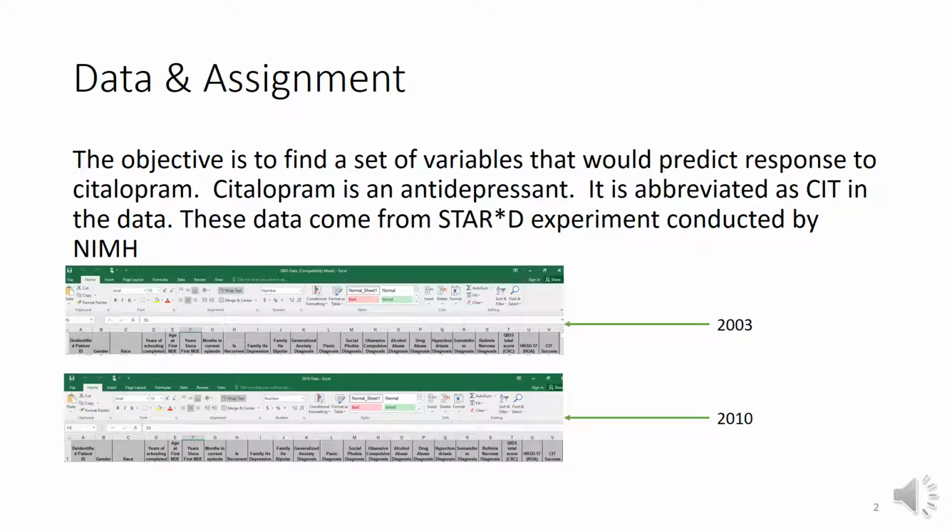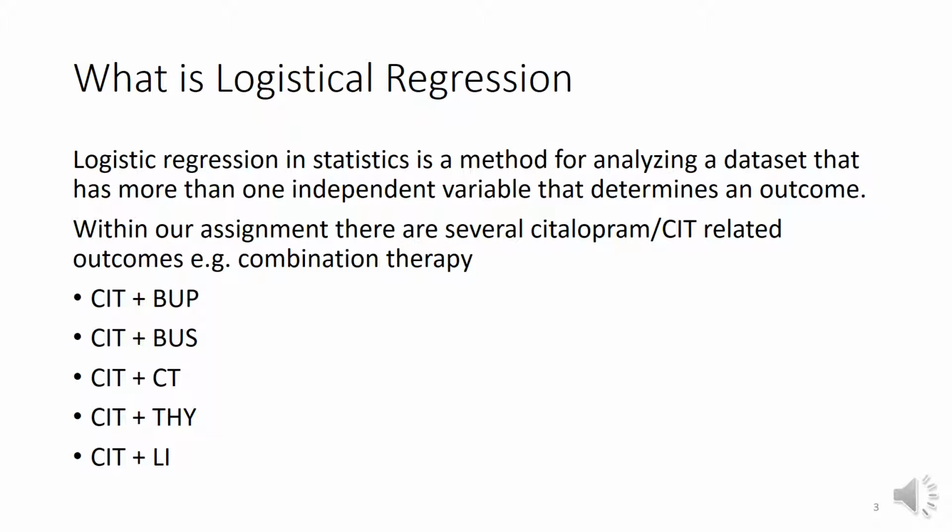In this particular assignment, we were given data in 2 different formats, 2003 and 2010 XML. We'll be looking at the drug CIT, and this data comes from the STAR-D experiment conducted by the NIH. As I present this data to you, I'm going to show you that I manipulated the data in both the free software R as well as using SAS, the proprietary software that is most highly used in business.